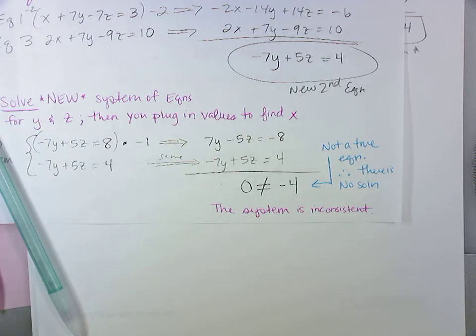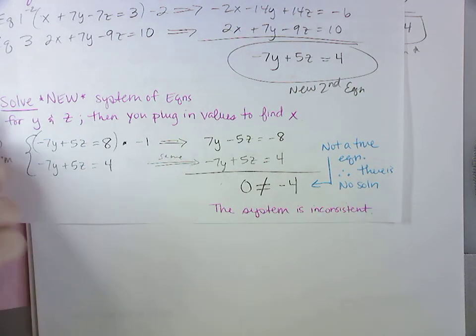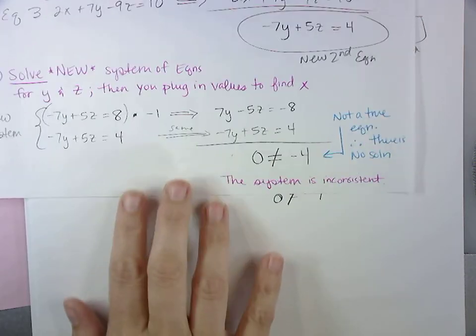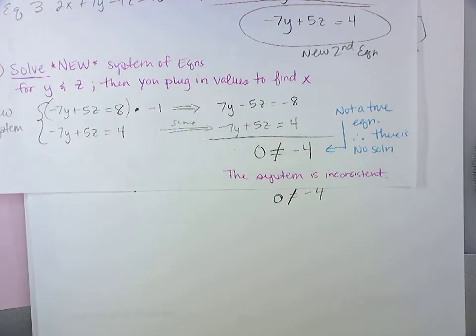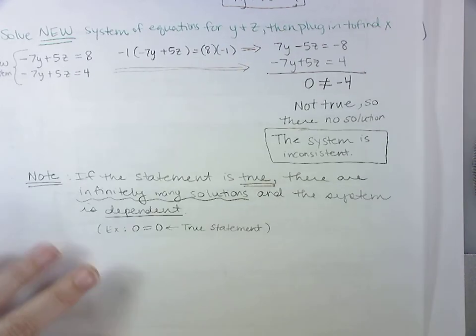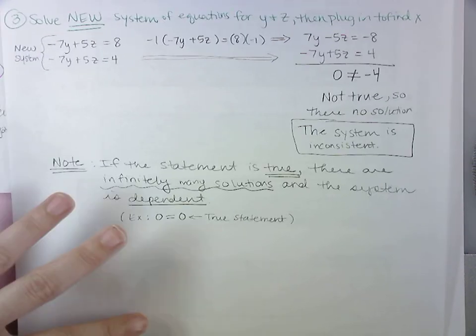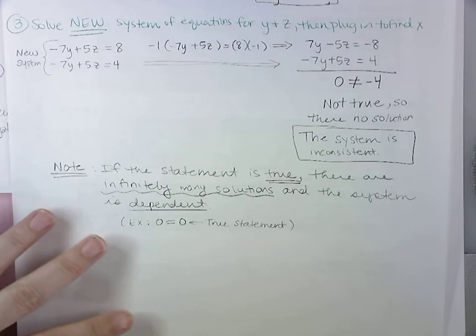Now, remember what I told you earlier. If you had something where 0 would equal 0, that would be a true statement. And we actually have a word for that. It's going to be dependent. Yes. Just like you on your parents' taxes. You are dependent. Shoot.